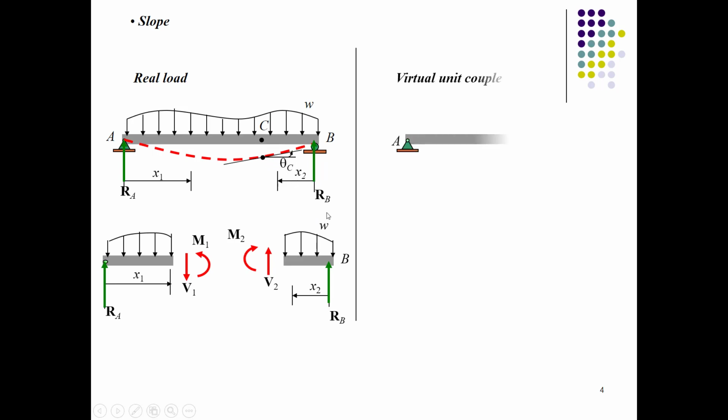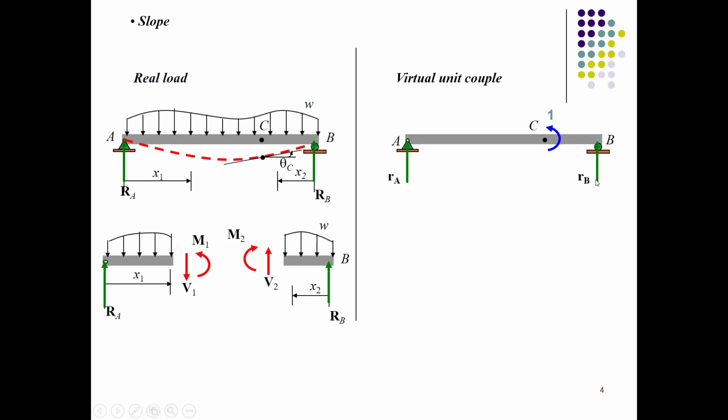And then you will apply the virtual unit couple at point C, or a moment, because as we are calculating the slope, or deflection or rotation at point C, we are interested to apply the moment over here. So the unit moment, the virtual moment, is applied, and a resisting couple is applied on the supports, to calculate its reactions.